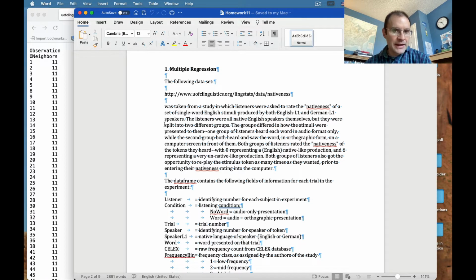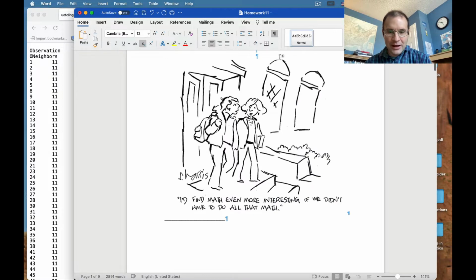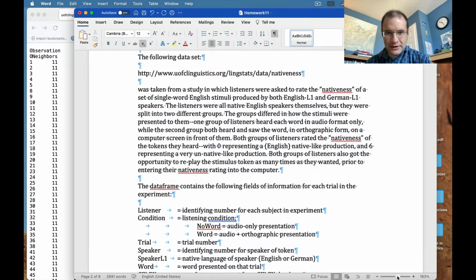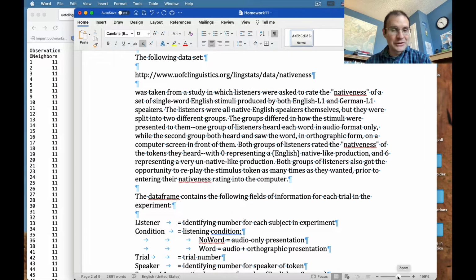The listeners were all native English speakers themselves, but they were split into 2 different groups. The groups differed in how the stimuli were presented to them. That was the interesting research question. One group of listeners heard each word in audio format only, and the second group both heard and saw the word in orthographic form on a computer screen in front of them. And we wanted to know if that modality presentation format would make a difference in how they rated the nativeness of the people they heard speaking.